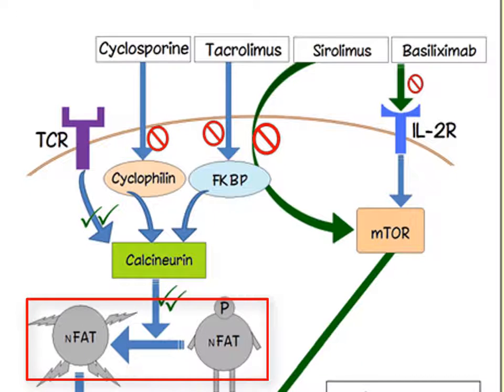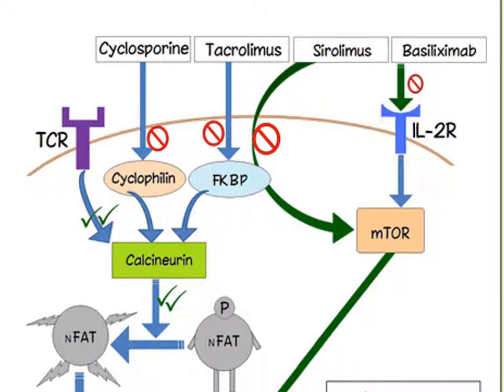NFAT stands for nuclear factor of activated T cells, is expressed in most immune cells, and is a generic term applicable to several transcription factors. And I'm showing a fat person here to remind you of the NFAT. These transcription factors are regulated and activated by intracellular calcium signaling that activates calcineurin. I'm showing it in green. Calcineurin is a serine threonine phosphatase.